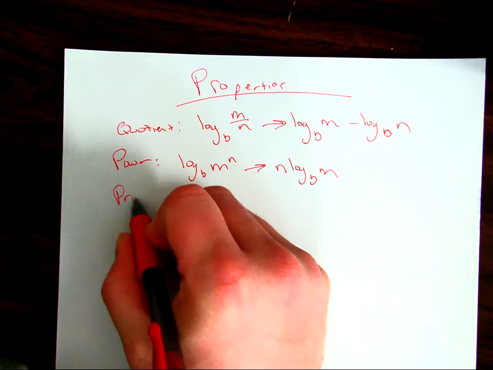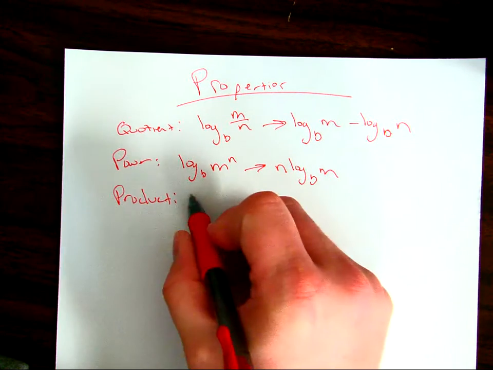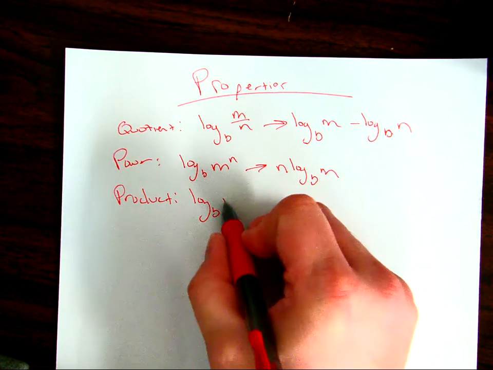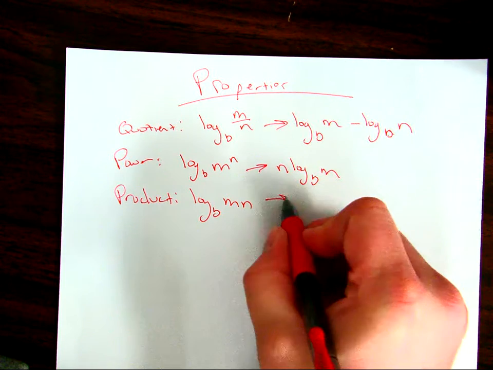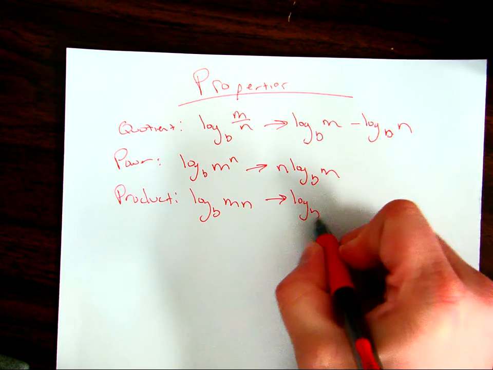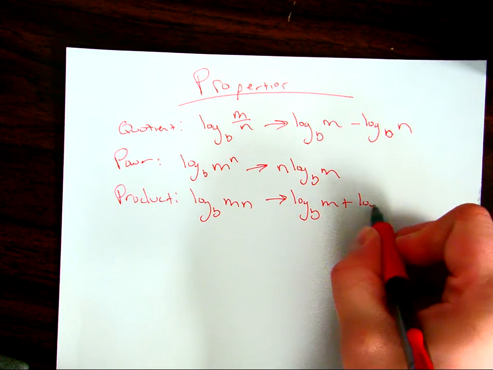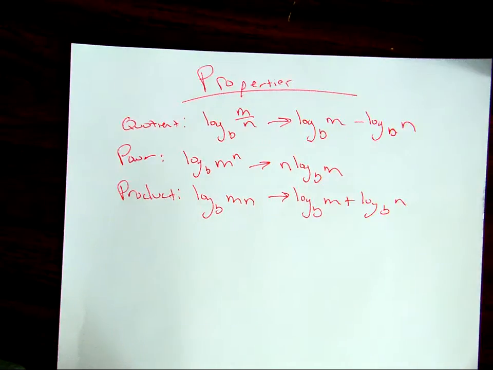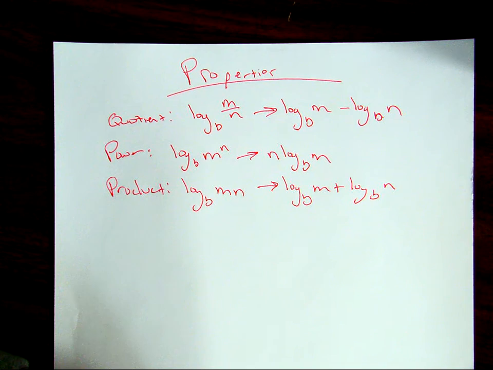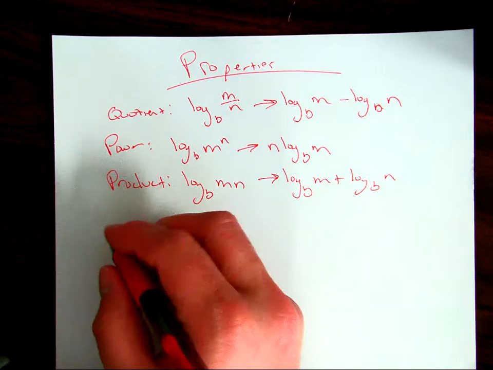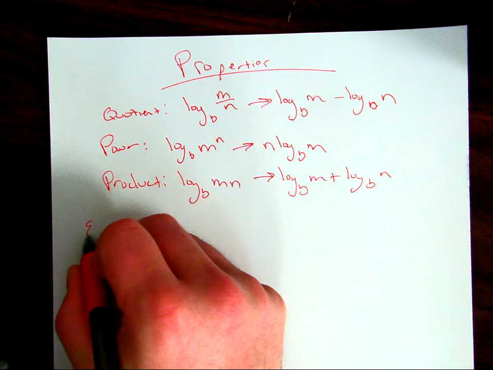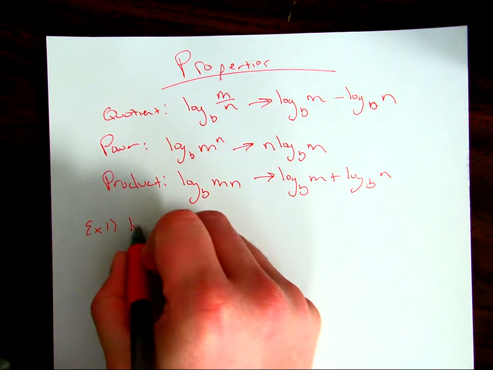And the last one is product. And it's basically what it says. If you have 2 things multiplied together, then those 2 things will become addition. And there you go. Those are the 3 properties. They're very simple to use, so I'll just show you a simple example of each one.